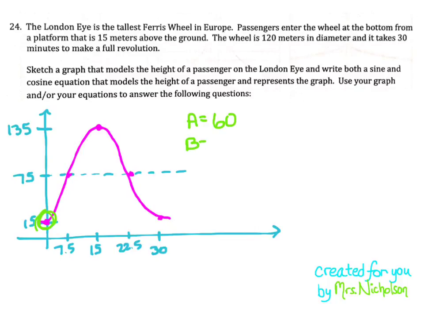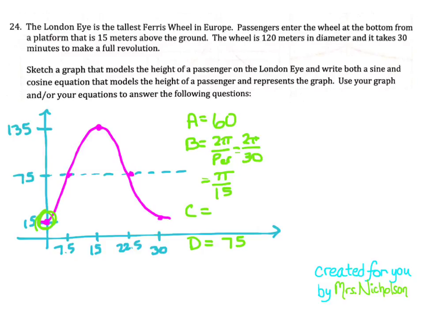We need to figure out our b value. To find b, I'm going to use 2 pi divided by the period, and in this case, that's 2 pi divided by 30, which reduces to pi over 15. Now the c value, that's what's going to change depending on which equation we're writing. Our c's are going to be different. But the d, that's always your midline, and in this case that's going to be 75.